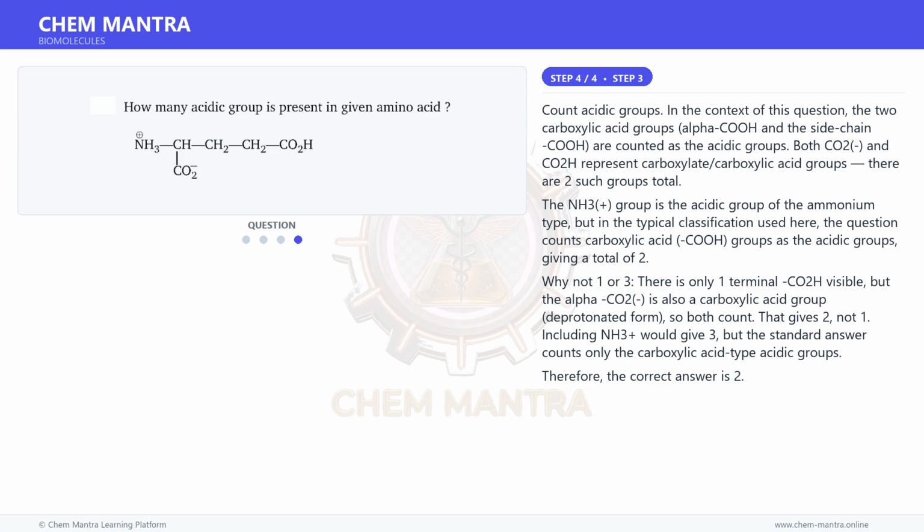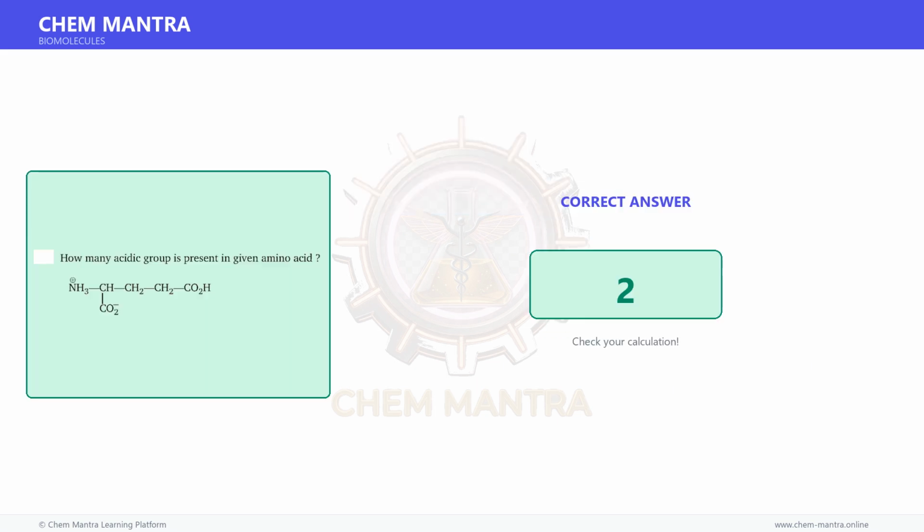Why not 1 or 3? There is only one terminal CO2H visible, but the alpha CO2- is also a carboxylic acid group in deprotonated form, so both count. That gives 2, not 1. Including NH3+ would give 3, but the standard answer counts only the carboxylic acid type acidic groups. Therefore, the correct answer is 2.